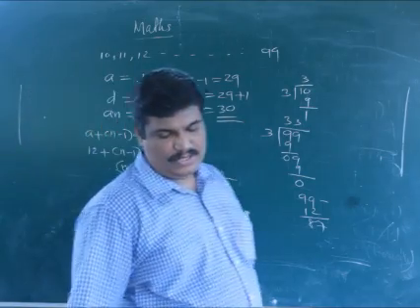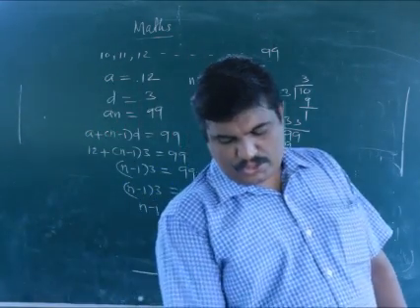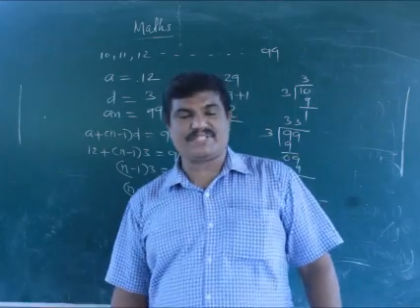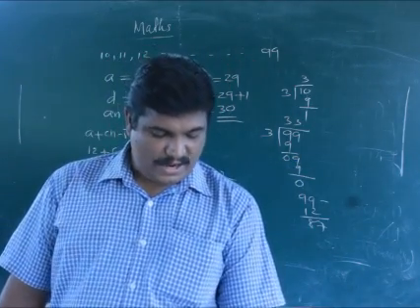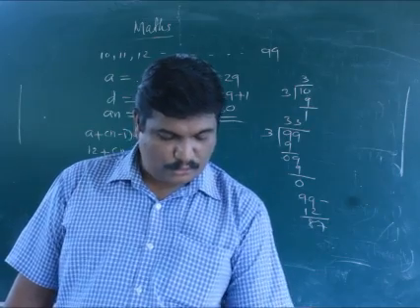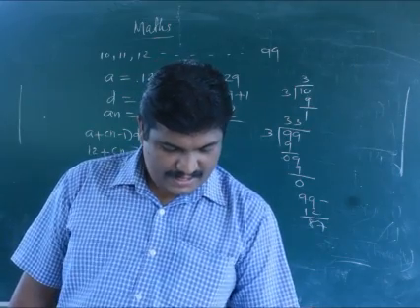Okay. So what is the answer? The total number of 2-digit numbers divisible by 3 is 30. Clear? Any doubt?